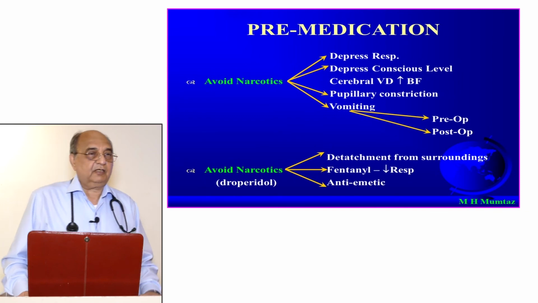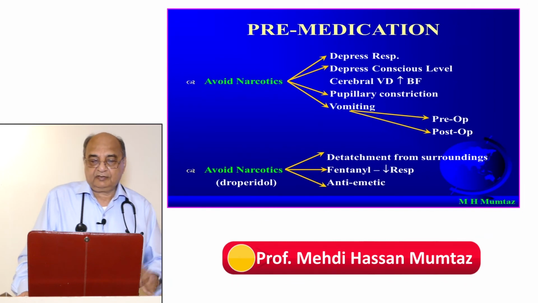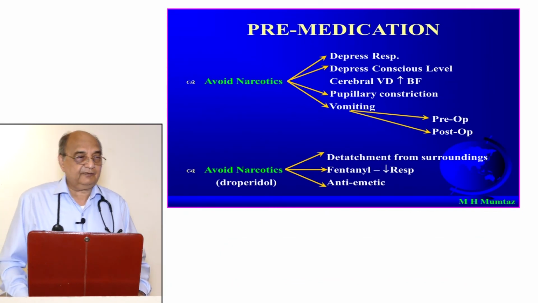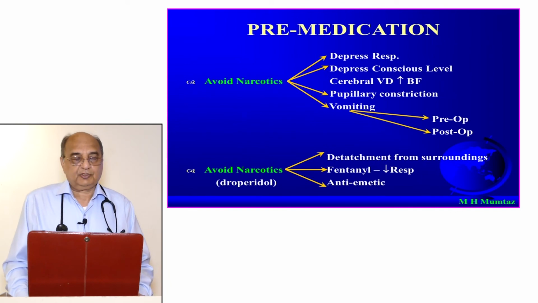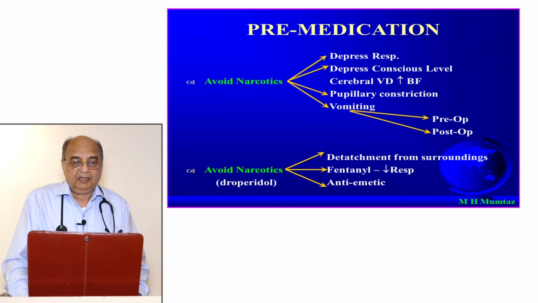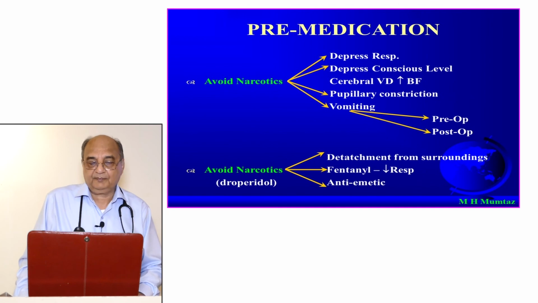Pre-medication. Avoid narcotics as a pre-medication. Avoid them because they cause respiratory depression, they depress the conscious level and cause cerebral vasodilatation, increase the cerebral blood flow, and they can cause pupillary constriction. That's a very important parameter to look at for the neurological assessment of the patient.